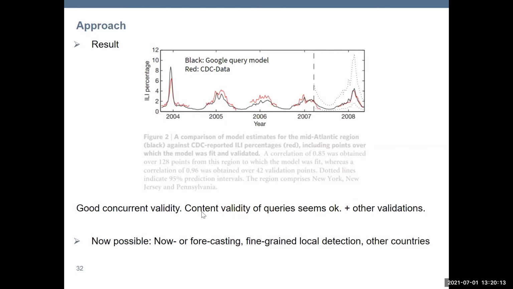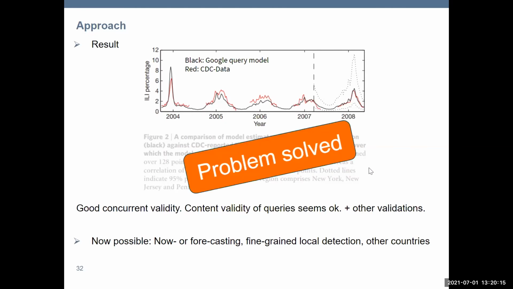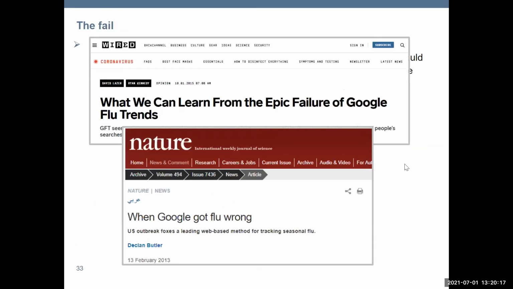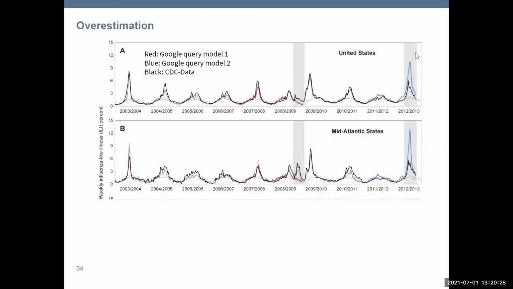The problem was basically solved until 5 years later, people started noticing that this went kind of off the rails. The model that Google had made actually started, and please look at the right side, the right gray bars here. Once I have it for the United States, and when I have it for a bigger region, Mid-Atlantic states, it completely started overestimating how many flu cases there were, and nobody could really explain why at the time.